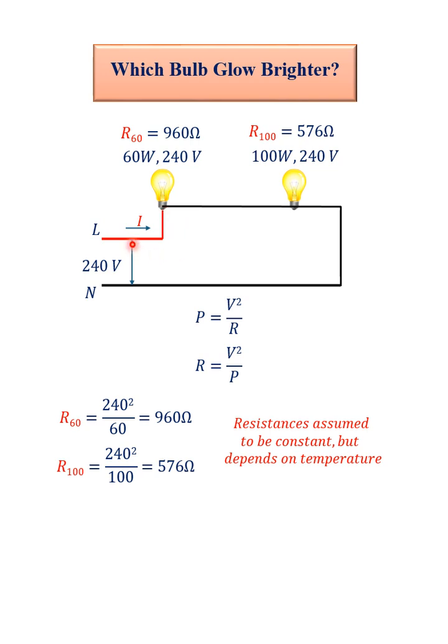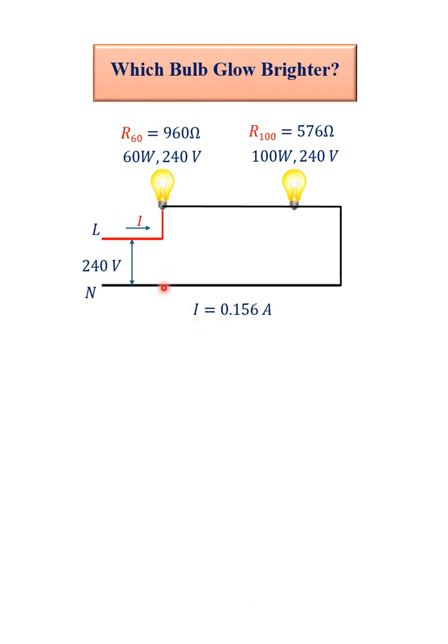So let's start by calculating the current I flowing through this series connection. The current, according to Ohm's law, is V over R. So if we take the voltage to be 240, which is the applied voltage, of course, the total resistance is the sum of this and this in series. So we have I equals 240 all over 960 plus 576. That gives us the current flowing through the circuit to be equal to 0.156 amps. Let's move on. Now we know the current I flowing through the circuit. The current flowing through both bulbs is 0.156 amp.